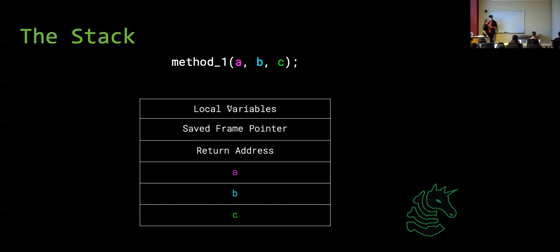So as an example, if you're calling a function, method1, with the arguments A, B, and C, those arguments would be stored on the stack in that order.